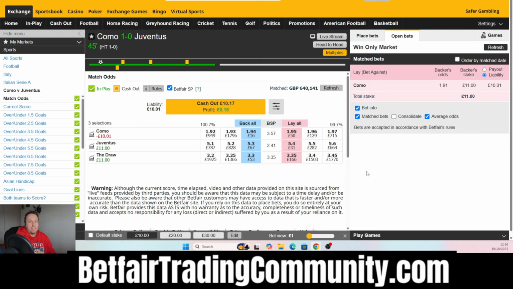If the game dies down and if the tactics do switch around, I wouldn't have a problem with you getting out of the trade. I'm not a massive fan of that in general because there's so many late goals in football. But if you really feel like this is going to finish 1-0, it gets to 60 minutes, the game's died down, Como is sitting back on the lead and Juventus aren't really doing anything.